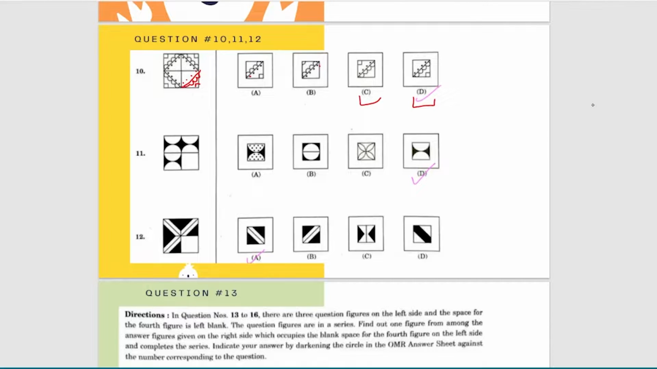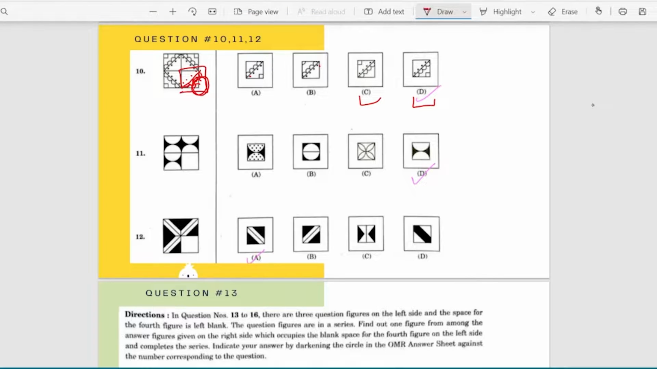Then we have to make sure that the curves are on the inside. Basically we have to make sure that C and D should have this exact figure. So over here the curves are inside, here also the curves are inside. Then we also have to make sure that the right angle is there.